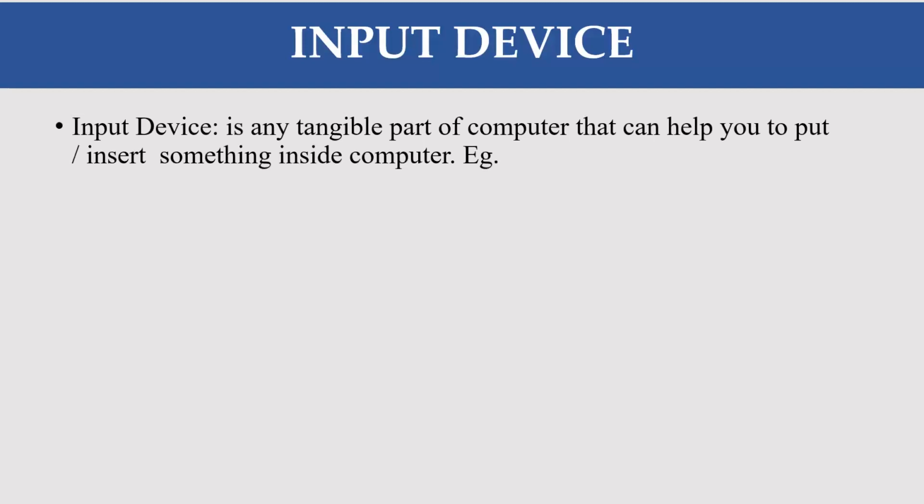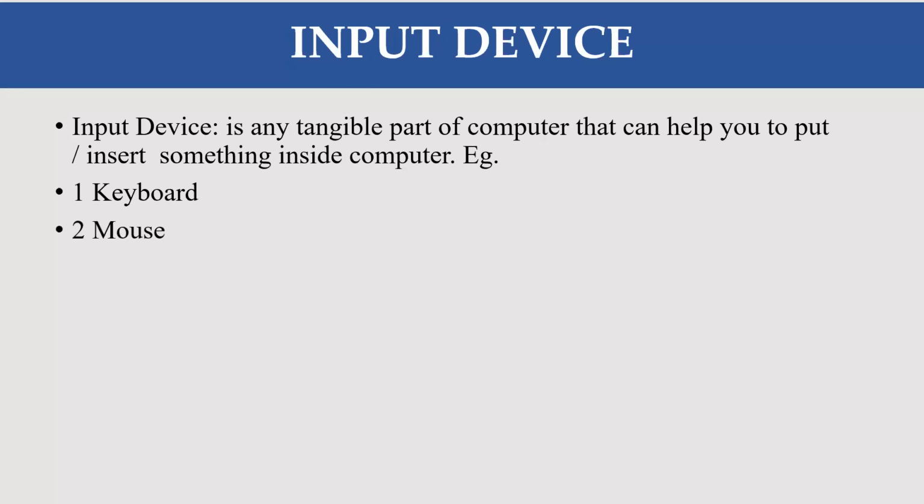So we said input device is a tangible part of computer. All this that I've mentioned, they are all tangible part of computer. So they can help you to insert something inside a computer. When we talk about insert, we are not talking about putting it technically or manually. We are talking about putting something digitally inside computer. Like we talk about keyboard, we can use it to insert our names, record, or fill forms, or whatsoever. So then we have mouse, that is our pointer.